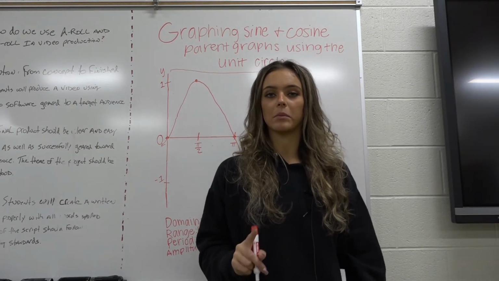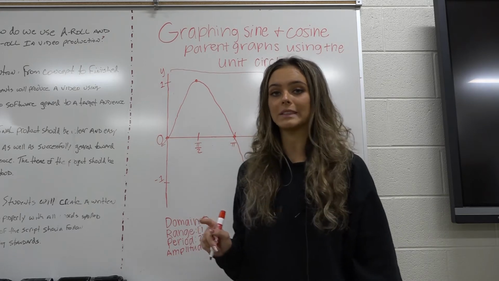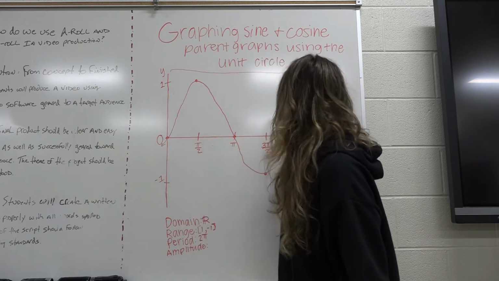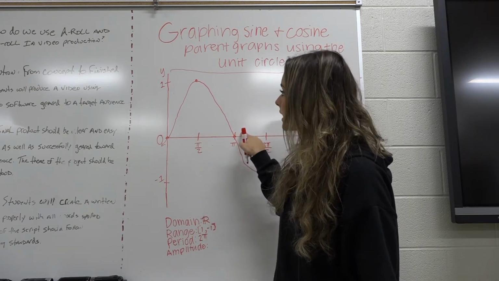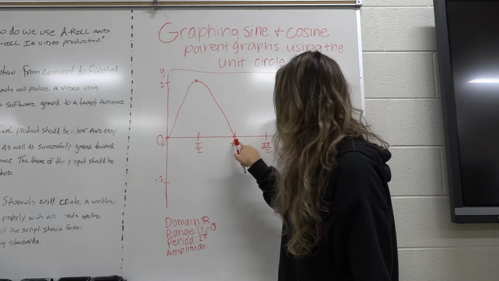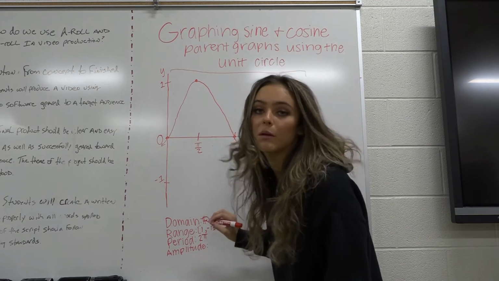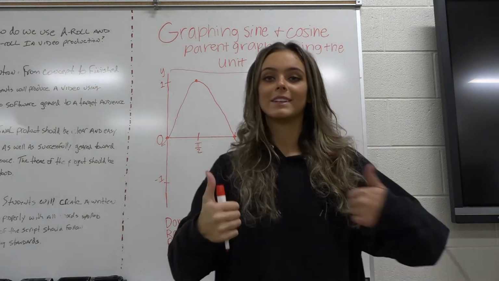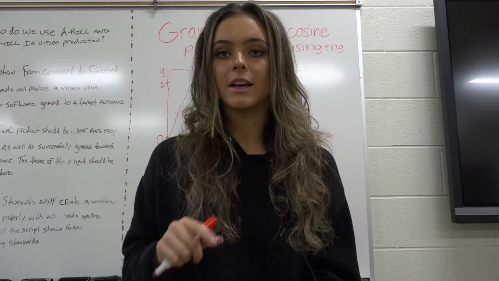Next is how to find the amplitude of a sine graph. So basically the amplitude is how high it goes up and how high it goes down from the x-axis. So as you can see, 1 unit up, 1 unit down. So the amplitude is 1. That was how to graph a sine parent graph.